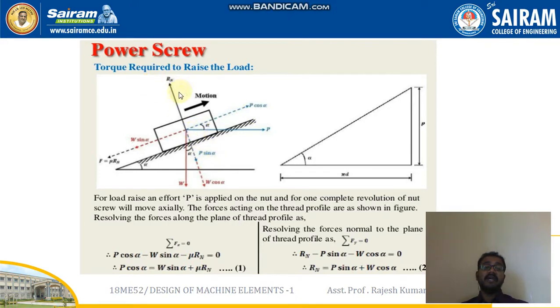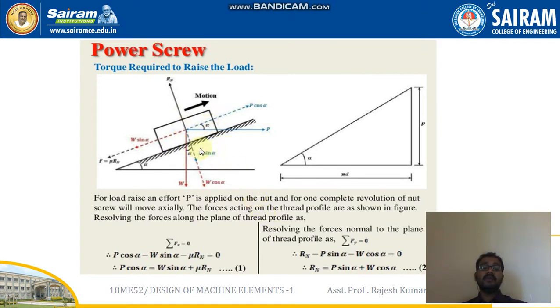Similarly, we have a normal reaction perpendicular to the axis of the load we are lifting, and there is a weight which is always acting downward. After resolving that, for the x-axis it is W sin alpha, and for the y-axis W cos alpha. These are the very important loads acting on this particular screw when the torque is applied to raise the load, and we need to remember resolving forces in the correct directions along the plane of the thread profile, as clearly shown.